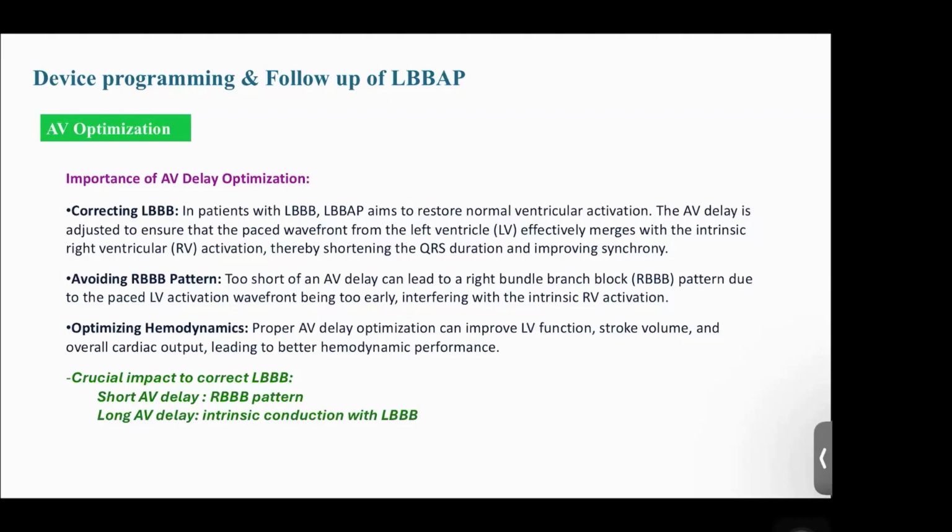Avoiding right bundle branch block pattern: too short an AV delay can lead to a right bundle branch block pattern, due to the paced LV activation wavefront being too early and interfering with the intrinsic RV activation, and optimizing hemodynamics. Proper AV delay optimization can improve the LV function for sure. Crucial impact to correct left bundle: short AV delay, right bundle branch block; long AV delay, intrinsic conduction with left bundle branch block.